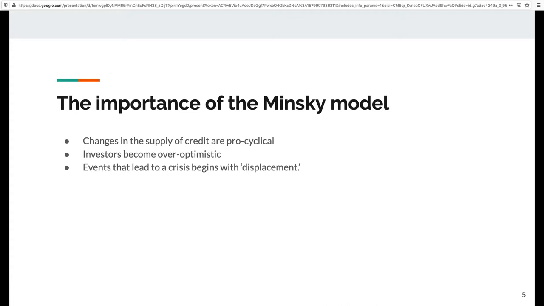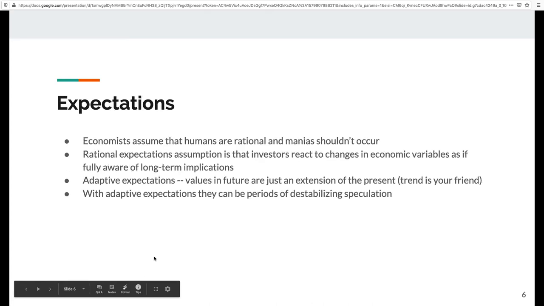In that chapter 1 through 4, which again precedes what we just read here, what we see is that in the Minsky model, the supply of credit is pro-cyclical, meaning that the supply of credit is designed to get us out of bad economic times and keep us in good economic times. But with this change in the supply of credit, it leads to individuals becoming over-optimistic about future prospects. And what happens is that eventually there's this displacement, this point where something happens that changes things.